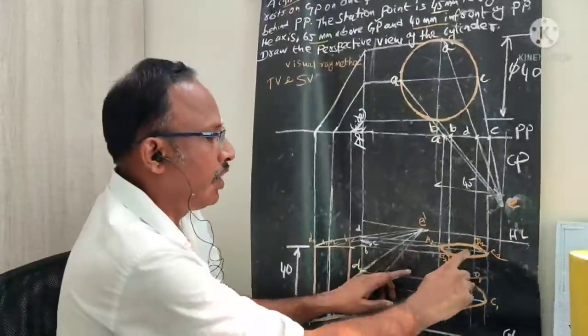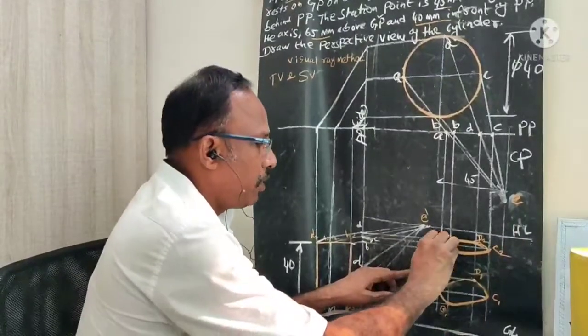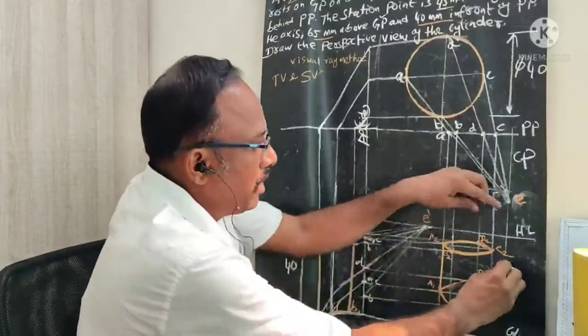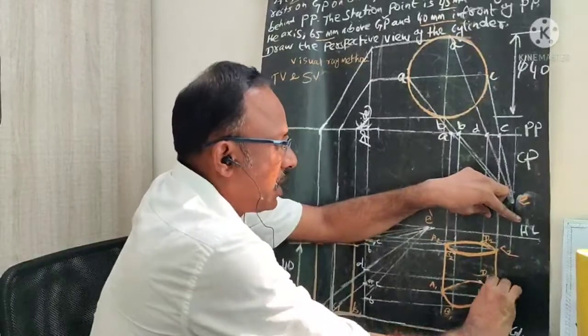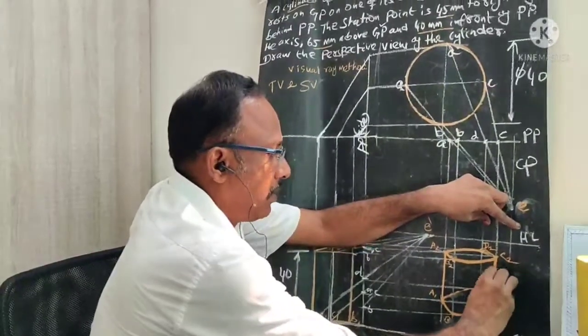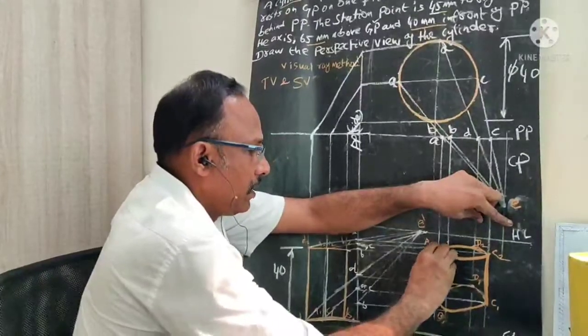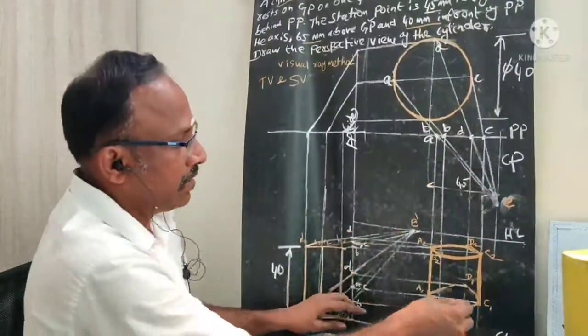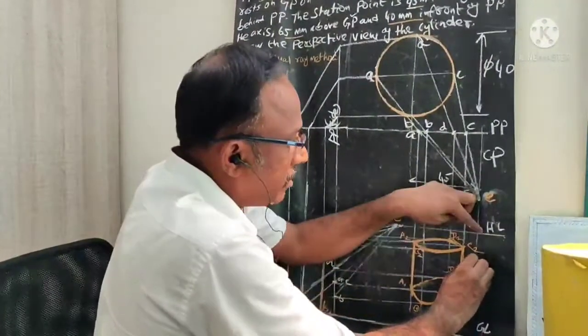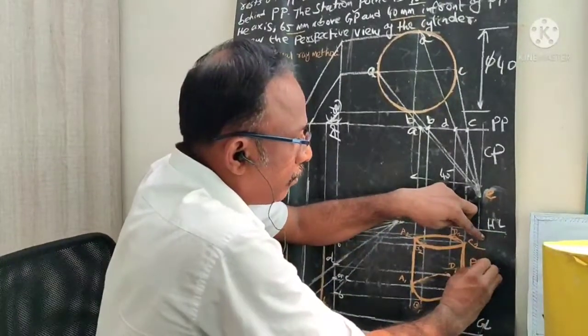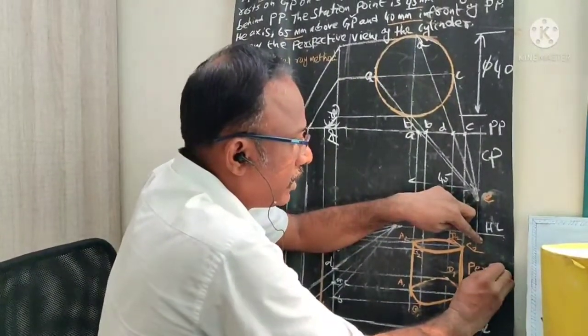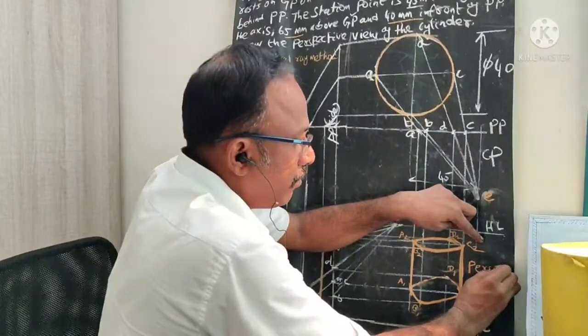We got the top one ellipse, bottom one ellipse. We need to join A1 and A2, C1 and C2. These are the extreme generators of this particular cylinder. That's how I completed this. This view I call the perspective view.